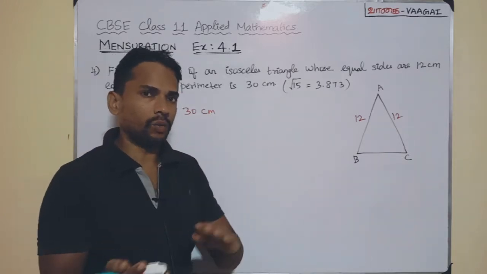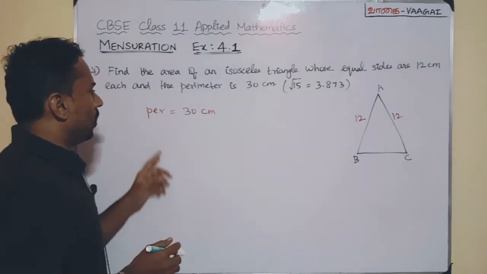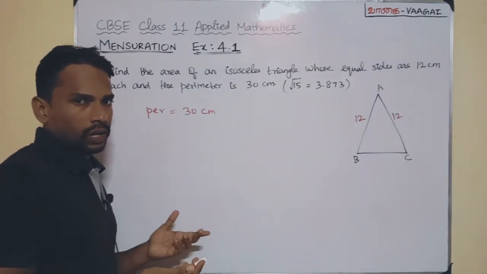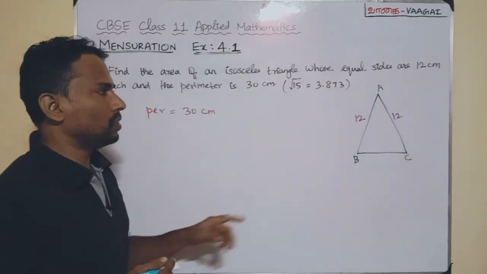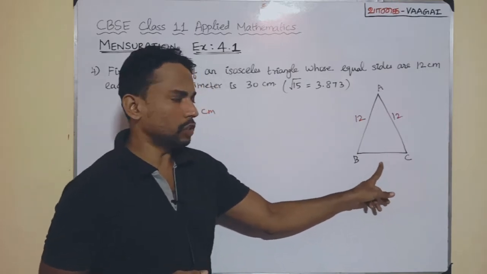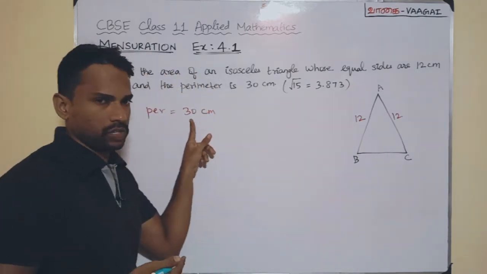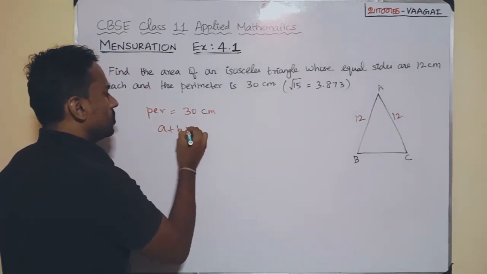I've just calculated and noted it in prior. Okay. Now coming back, we have the perimeter as 30 centimeters. We all know clearly what the perimeter is. Perimeter is nothing but the sum of the three sides. So that means this 12 plus this third side, I mean this base, is going to be 30. Is it or not? So let me take it to be A plus B plus C is 30.